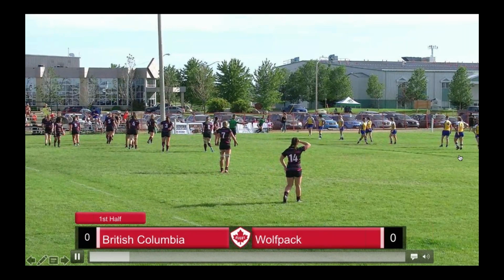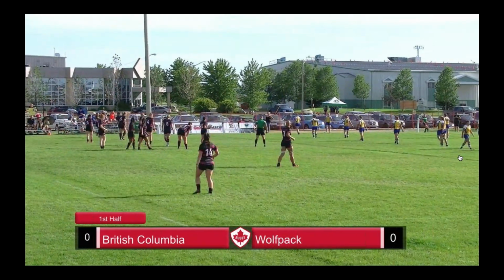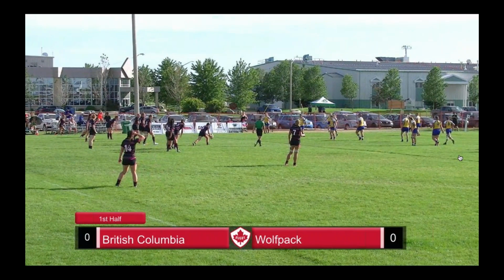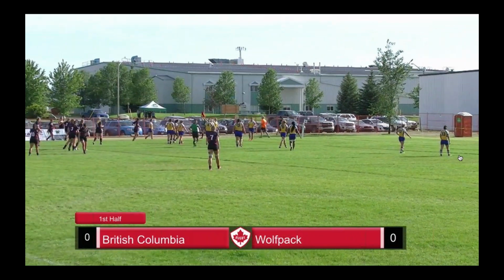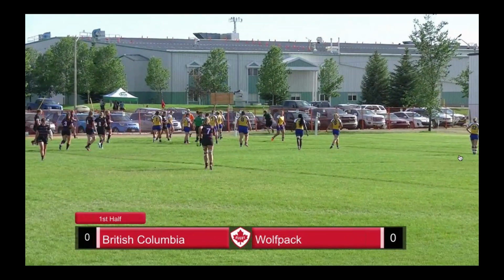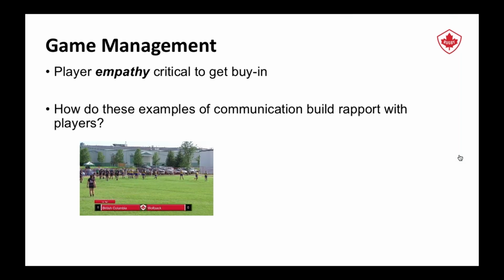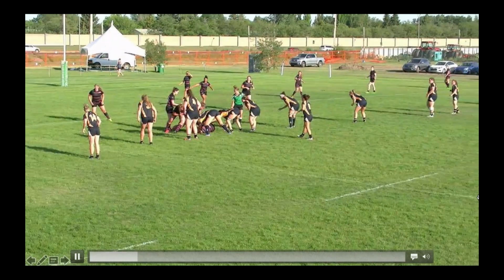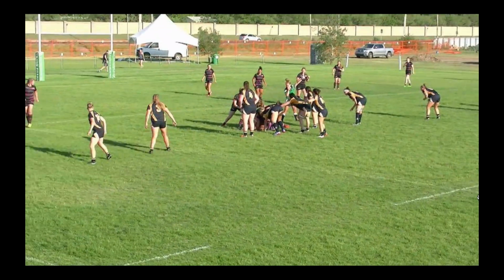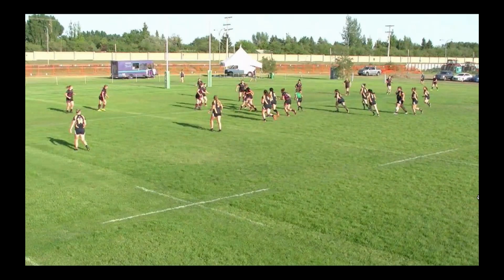First infringement, tackler must roll. Ladies, we've had 2 penalties for the tackler not rolling very quickly. Let's be wary of that. Okie doke. Thank you, number 8.